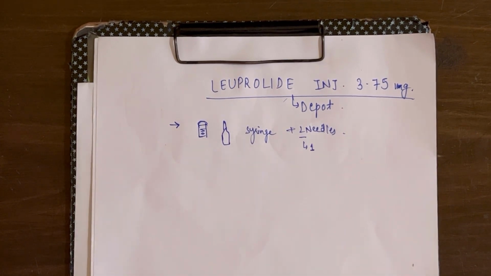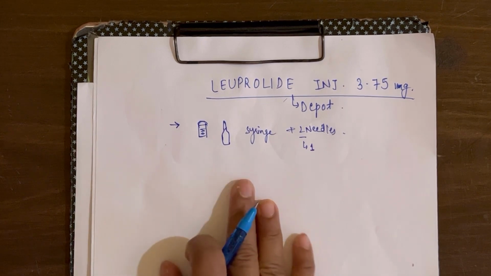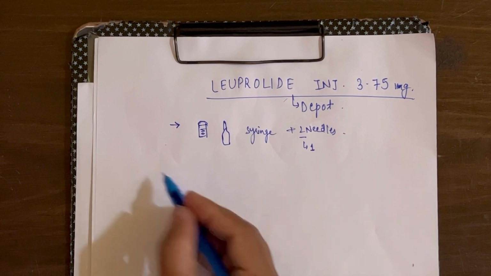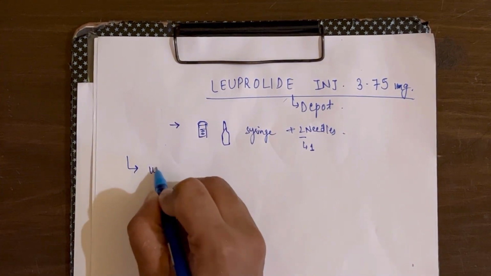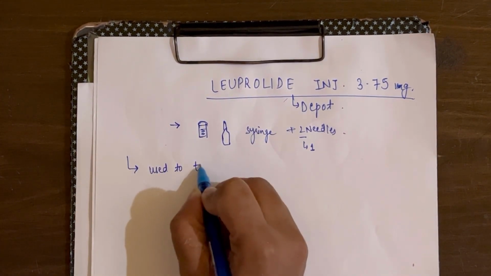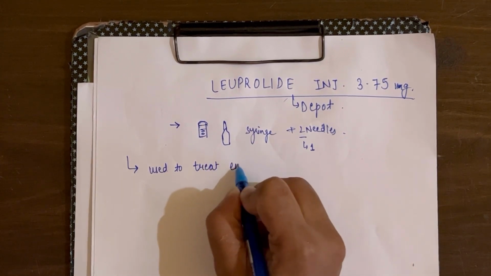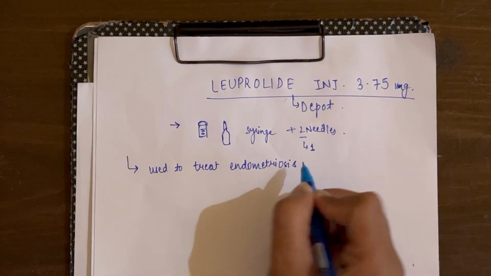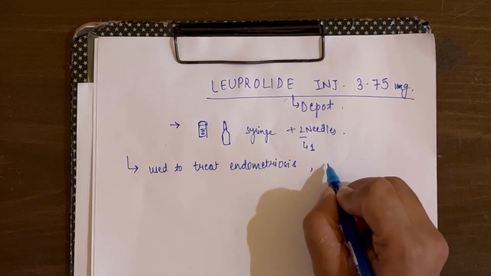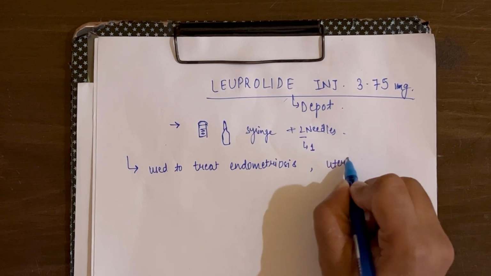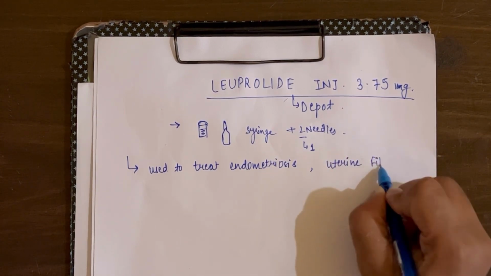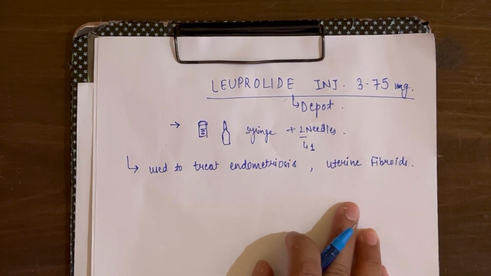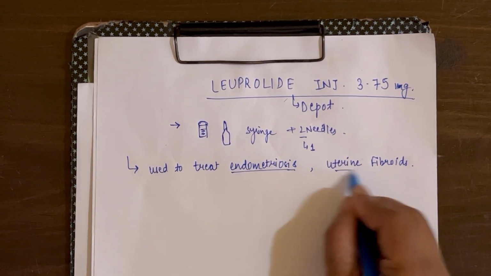So now we are going to see what it is used for. This Leuprolide injection is mainly used to treat endometriosis, plus another condition that is known as uterine fibroids. Now the question arises, if you are not aware of these two terms, what do they mean?